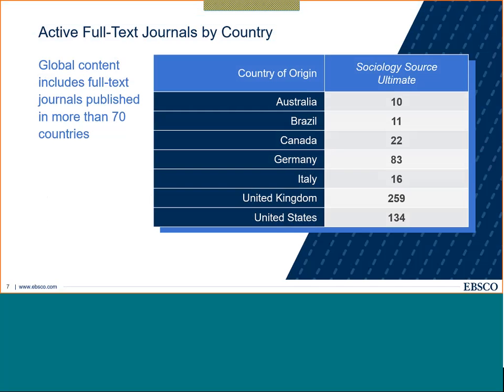I also need to mention that the content is coming from all over the world. This active full text content is from more than 70 countries. Here you can see just some examples. A large number of the content is from United Kingdom authors, but we can find also content from Asia, Latin America, Australia and others. So it's not just an origin-specific database.